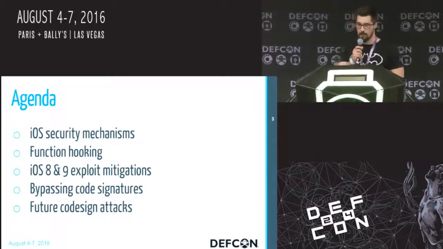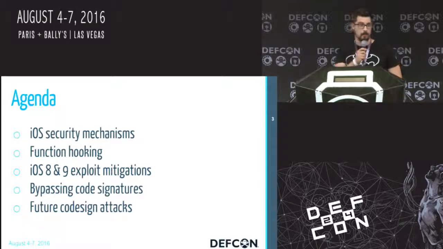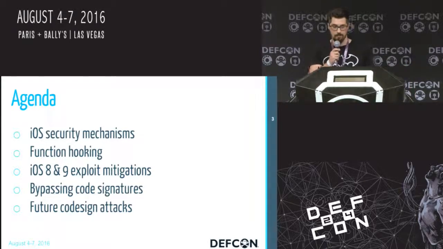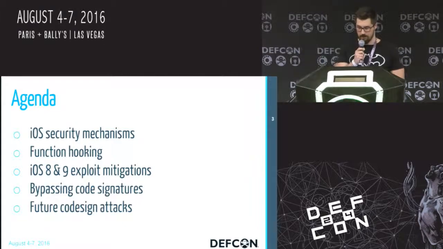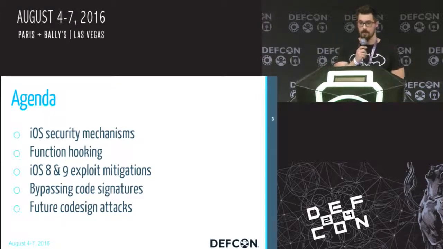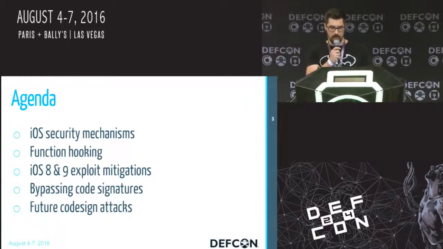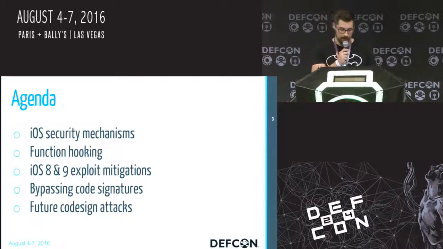So what will I cover today? First of all, iOS security mechanisms, how the iOS security stuff works. Next, a quick introduction to function hooking on iOS. I will show techniques that Apple provides to mitigate exploit development and attacks on iOS 8 and 9. And I will show a real exploit that I found on iOS 9 that allowed running unsigned code. And finally, we will see what future attacks on code signing may look like.